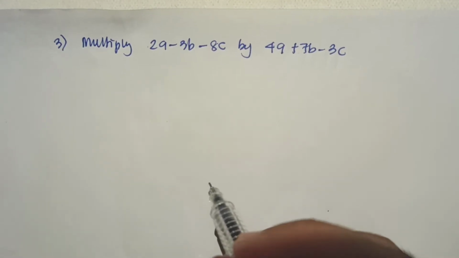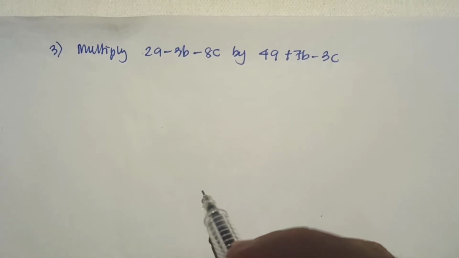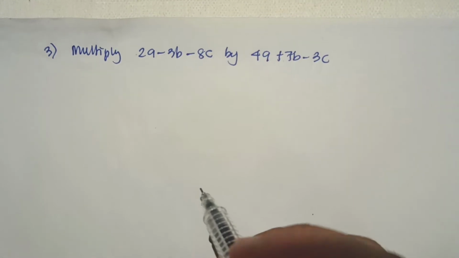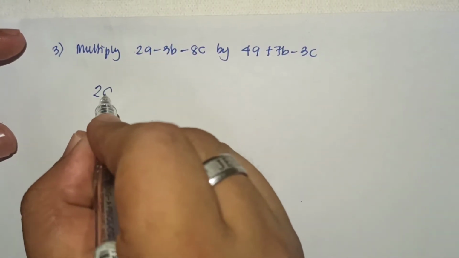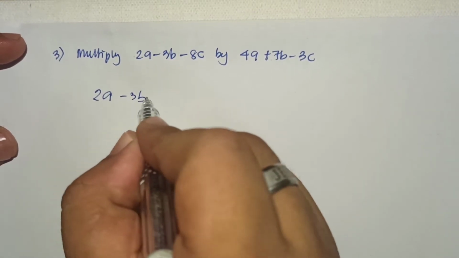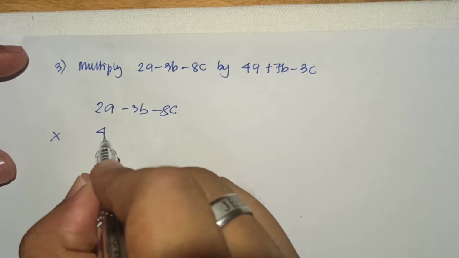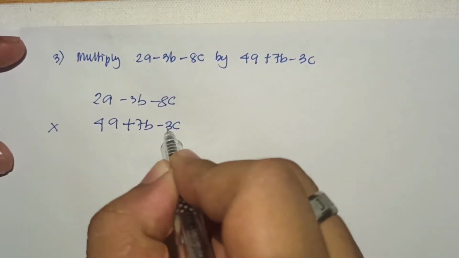So we are now in number 3. Multiply 2a minus 3b minus 8c by 4a plus 7b minus 3c. So a line here, 2a minus 3b minus 8c. Multiply it by 4a plus 7b minus 3c.